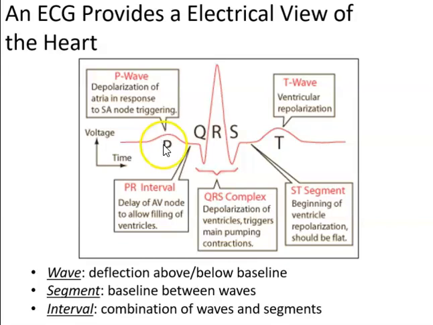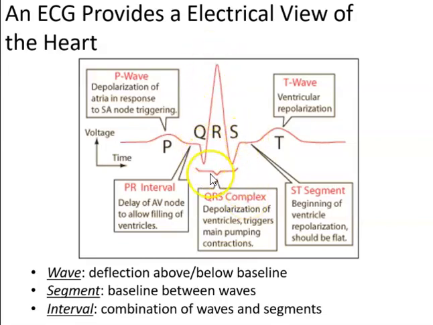So first we have depolarization of the atria, and you can see that visually on the EKG as the P wave. And then the PR interval is the delay of the AV node. Remember, we have the electrical signals that spread throughout the atria, and then they stop at the AV node. So this PR interval represents the delay of the AV node, and this kind of pause allows for filling of the ventricles. Then we have our QRS complex.